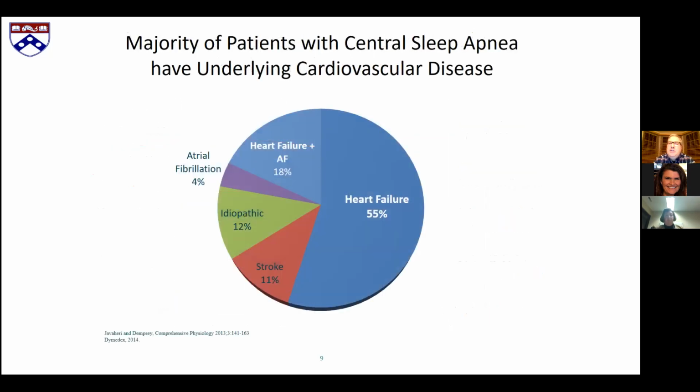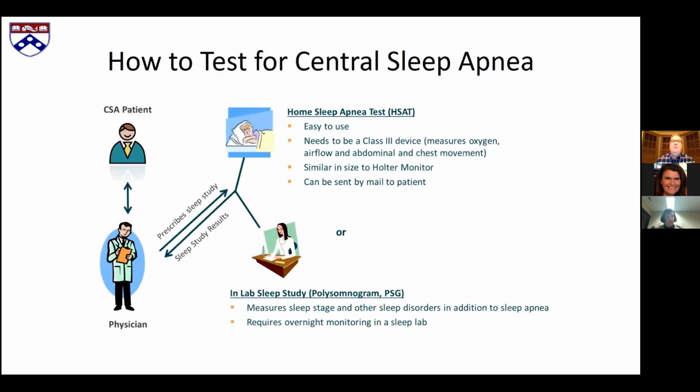And if we look at just the central sleep apnea patients, the vast majority of them do have cardiovascular disease, with more than half having heart failure, and then another 18% having both heart failure and atrial fibrillation, and then atrial fibrillation making up another small portion. Now, there are some patients who have idiopathic central sleep apnea where we can't figure out why, and a small percentage of patients who are post-stroke, who have a central injury and then develop central sleep apnea.